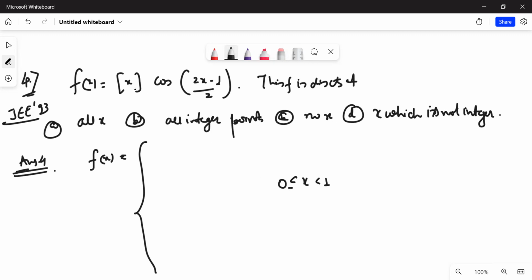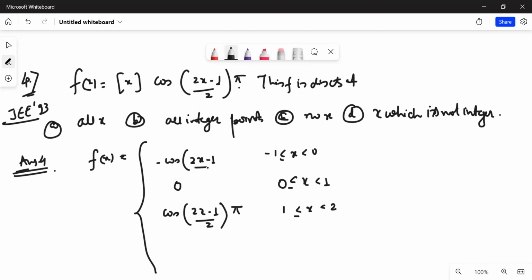So from 0 to 1, you know that your greatest integer x would be 0 simply, right? From x lying between 1 and 2, your greatest integer x would be simply 1, and this would be cos of 2x minus 1 divided by 2. And there's a pi also here, sorry, there's a pi also. Similarly, if you write from minus 1 to 0, this would be minus of cos of 2x minus 1 upon 2.